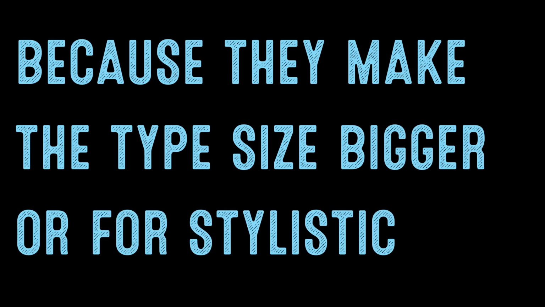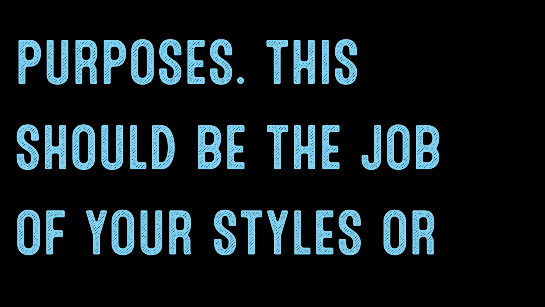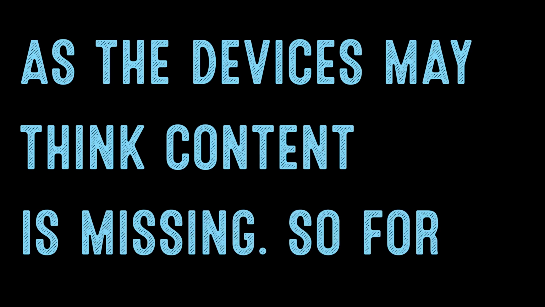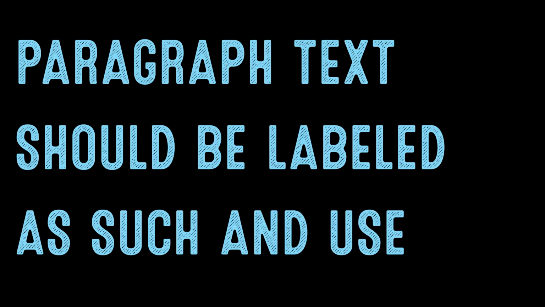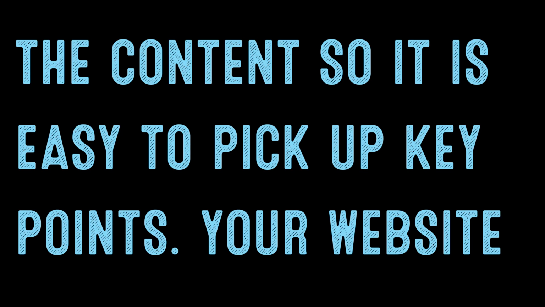Don't use headings because they make the type size bigger or for stylistic purposes. This should be the job of your styles or cascading style sheets. Avoid skipping headings, as the devices may think content is missing. So for example, don't go from an H2 to H4 without using H3. Paragraph text should be labeled as such and use unordered and ordered lists to help break up the content so it is easy to pick up key points.